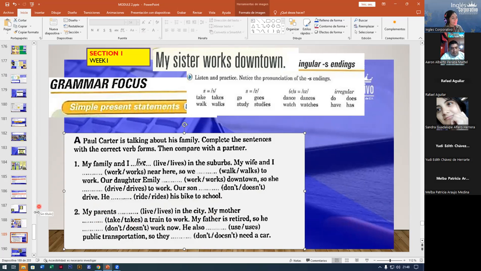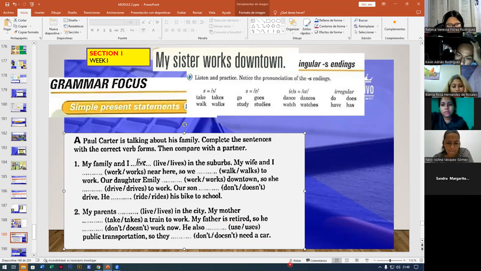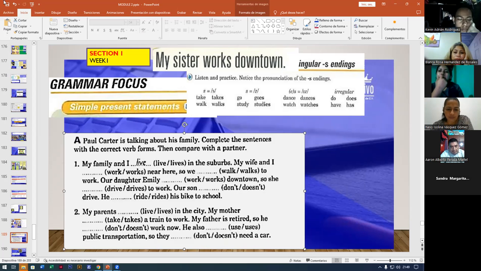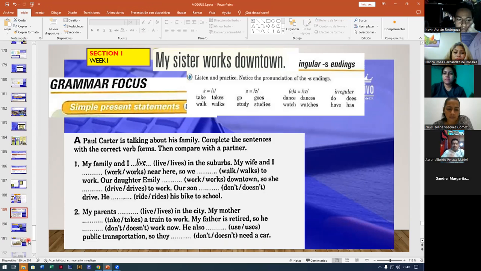Thank you. Very good. Melba, are you present? Yes. Very good. Continue, please. My father is retired. So he doesn't. Excellent. That's third person negative. Doesn't work now. Very good. Thank you. Let's continue with Rebecca. He also uses public transportation. Uses. Perfect. So they don't need a car. Very good job, guys. Excellent. You remember our simple present and the uses that we have.